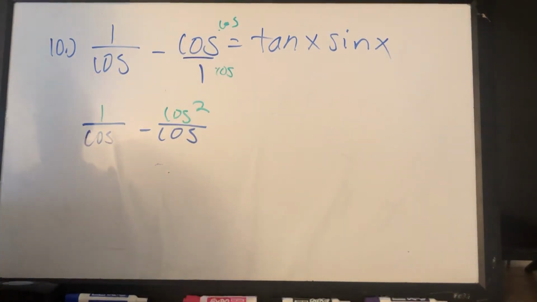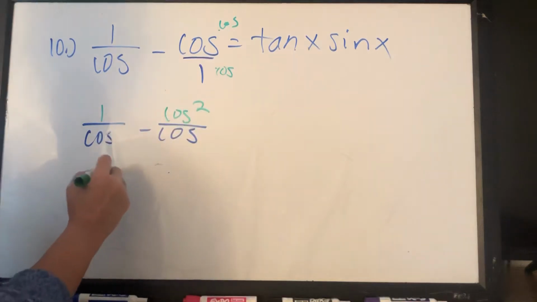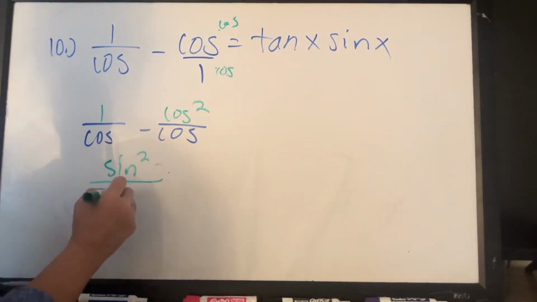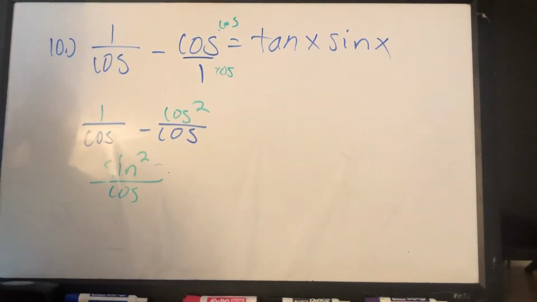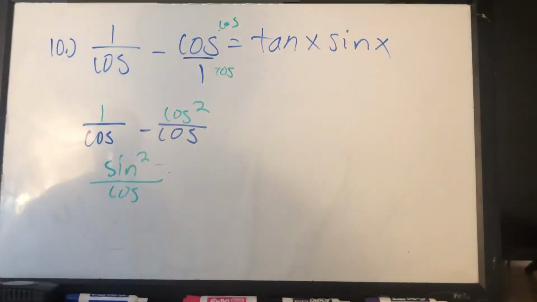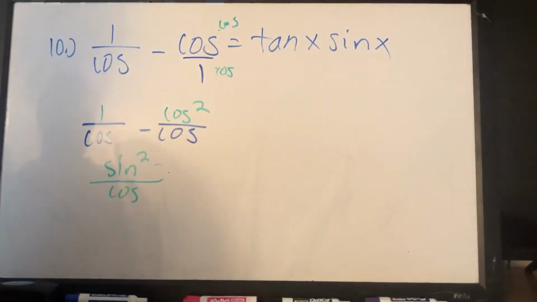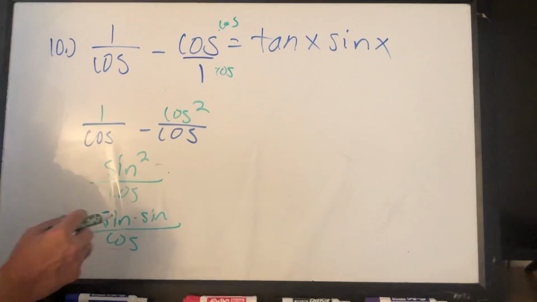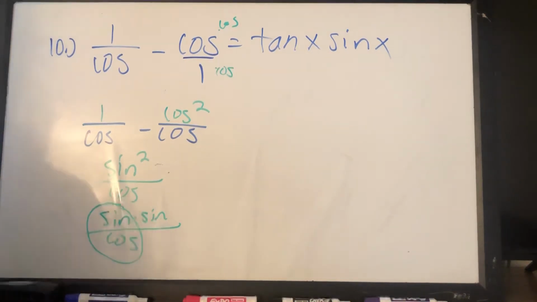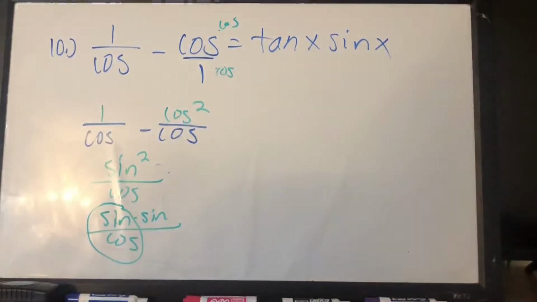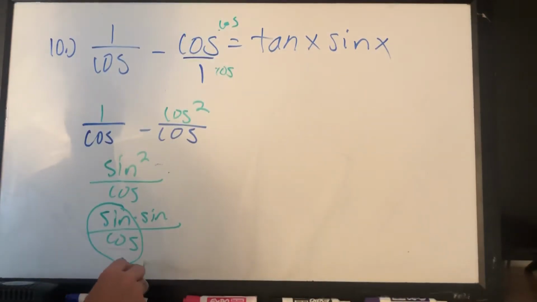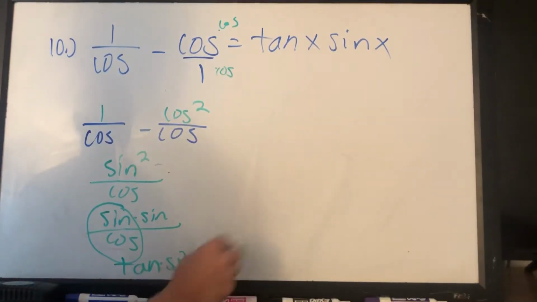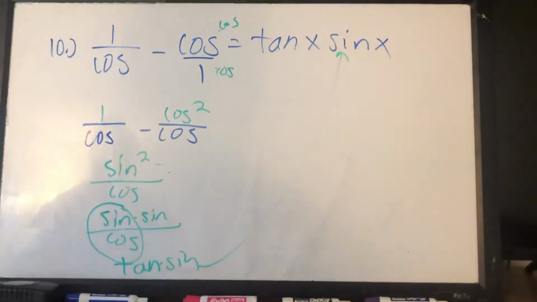What is 1 minus cosine squared? Sine squared over cosine. Okay. Now, we're close. So technically, if you wrote this sine twice, okay, and then you split it up, what is sine over cosine? Tangent. And then you end up with tangent times sine, which is what we had there. Okay.